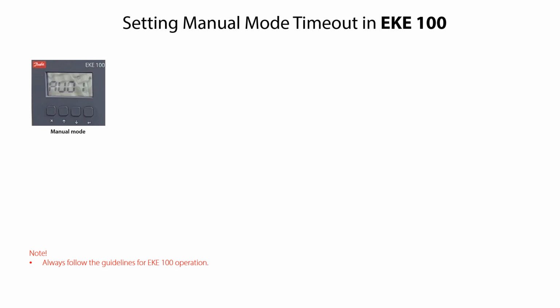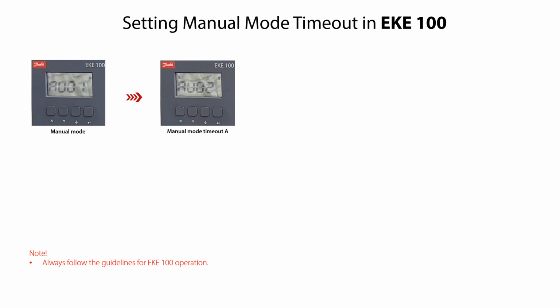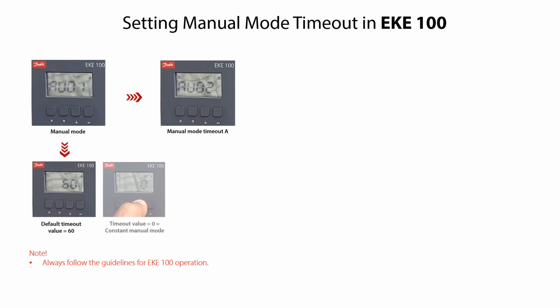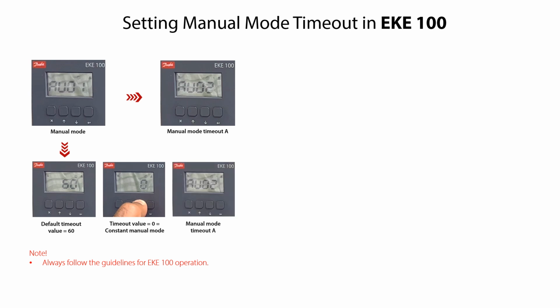Setting the manual mode timeout for valve A is done as follows. From the AU01 mode, press the arrow down key to access the manual mode timeout for valve A, specified as AU02. Press the Enter key to access the default timeout value. As seen, the default timeout value is 60 seconds, specified as 60. Press the arrow down key to set the manual timeout value to 0, corresponding to constant manual mode. Press the Enter key to confirm the timeout value and return to the AU02 mode.